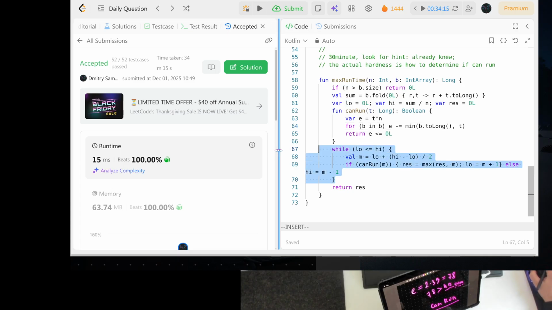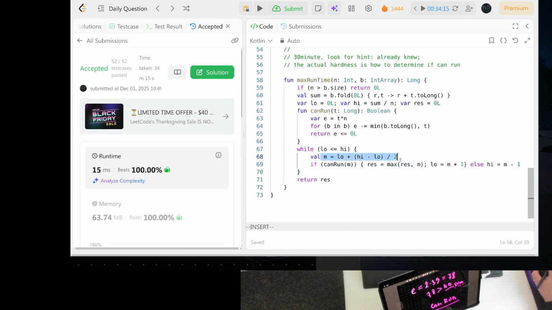the binary search. You have low, high, middle, and you're testing every middle, and if it's okay, you're updating the result. Result should be maximum, and you're updating the successful branch of the if. And can run is total energy, and you compare this total energy with how much you can take from each battery. And you can take only T or the entire battery. Minimum of that.